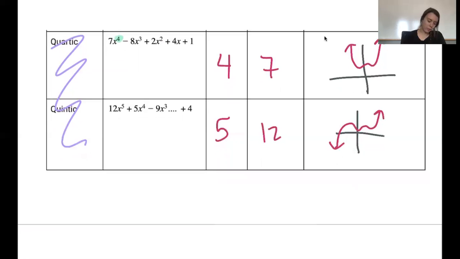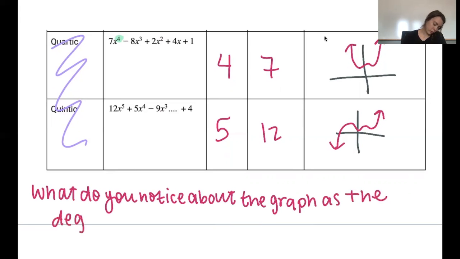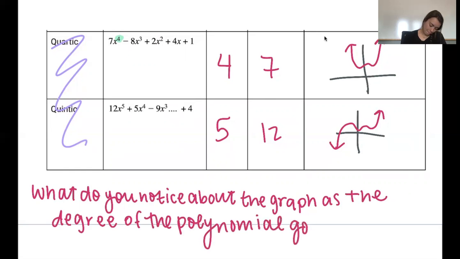And then as you're wrapping this up, I want you guys to answer this question. What do you notice about the graph as the degree of the polynomial goes up? There's no right answer, so I just want you to write an observation. So what do you guys notice as the degree of the polynomial goes up?